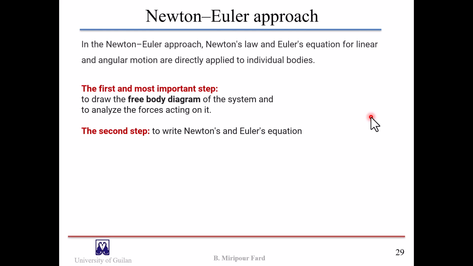In this approach, using a free body diagram, we isolate the wheeled mobile robot into its parts, namely the chassis and its wheels, and account for all the forces and torques acting on the parts. So the first and most important step in Newton-Euler dynamic modeling is to draw the free body diagram of the system and to analyze the forces acting on it.